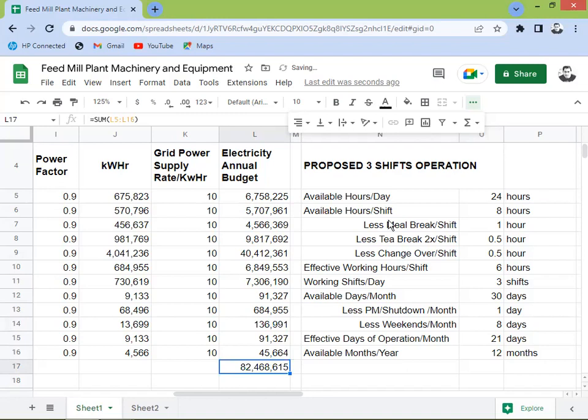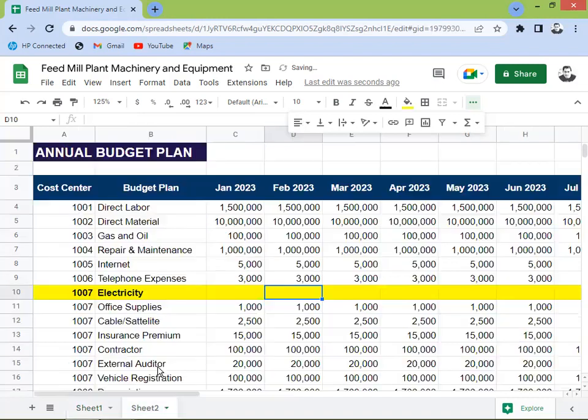Okay, budget. So we're going to be spending in the 2023 year 82,468,615. Okay, this would be our budget. So let's go back to the sheet. This one, the annual budget plan sheet. All right.